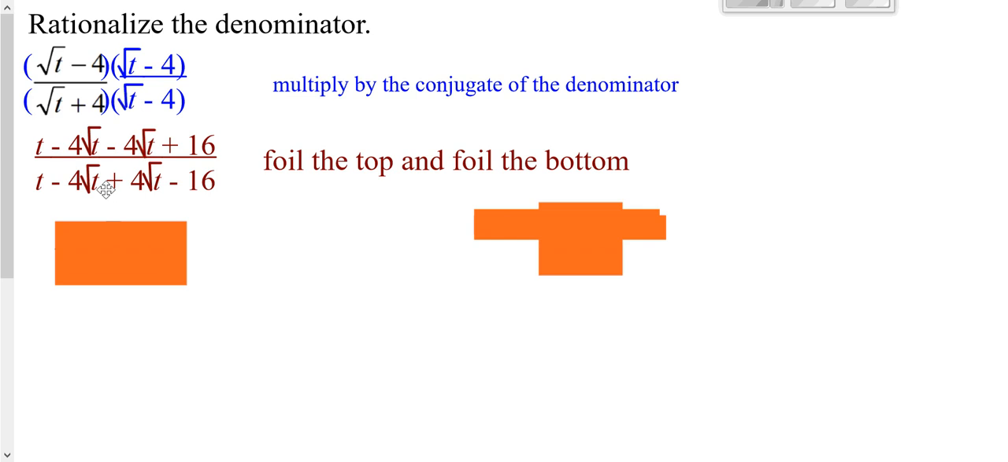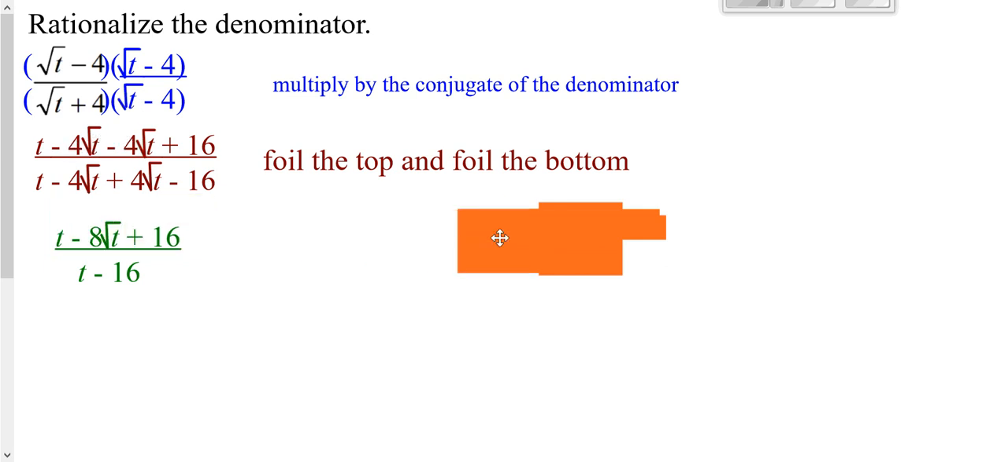So now you'll notice on the bottom, your inner and outer terms drop because they're canceling, leaving us only with a t and a minus 16, which we like because we know we don't like to have roots in the bottom. Then on the top, you'll notice you have negative 4 of the root t's and another negative 4 of the root t's. Those are like terms giving us negative 8 of the root t's.